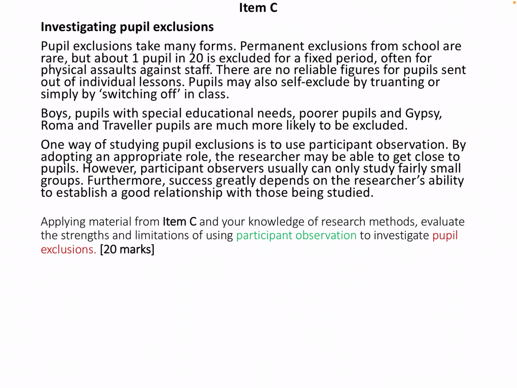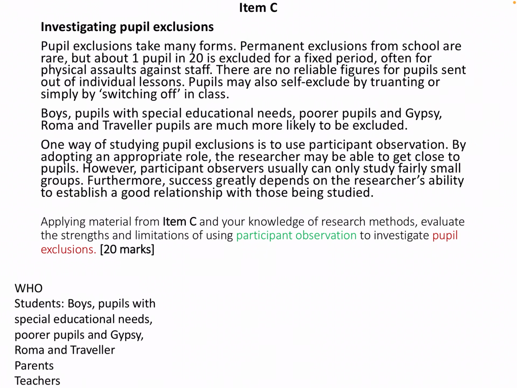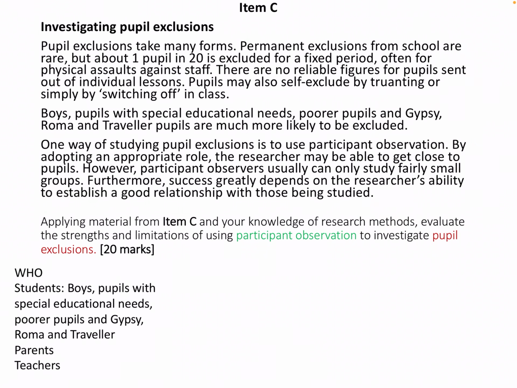Anyway, let's go back to what I was talking about earlier on: the who, where, and will anyone cry. The who, and the item's been very kind to you here. It's given you the who. Students will be the who you're going to be researching and maybe spending time with. Boys, pupils with special educational needs, poor pupils and Gypsy, Roma and Traveller. Parents would be quite difficult to do participant observation on, but you might be able to do something with them perhaps at the school gate, but that would be really challenging.